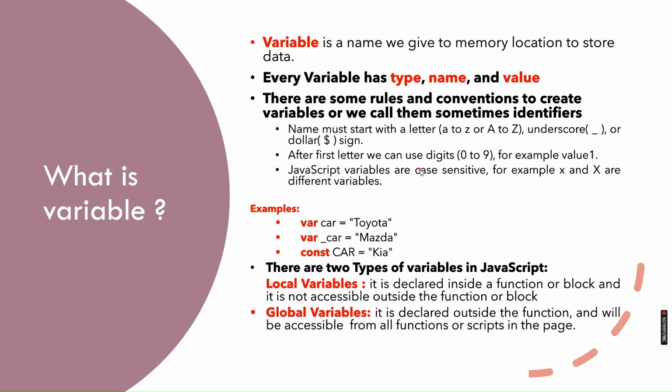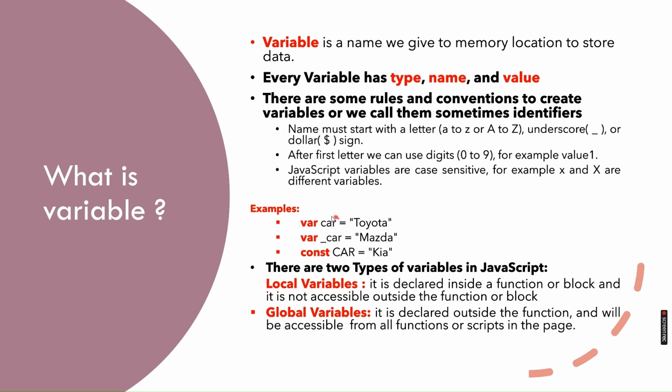After the first letter, we can use digits, for example, value number 1. JavaScript variables are case sensitive. For example, if we type a small x and a capital X, they are different variables. Examples of some vars: var car equals Toyota, where equal here is the assignment operator. So basically, we are assigning a value to car.